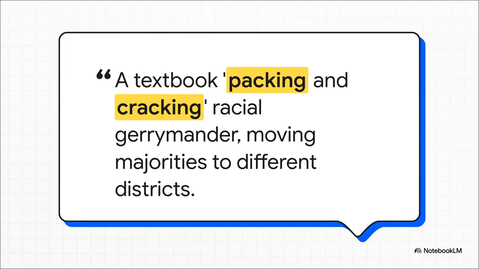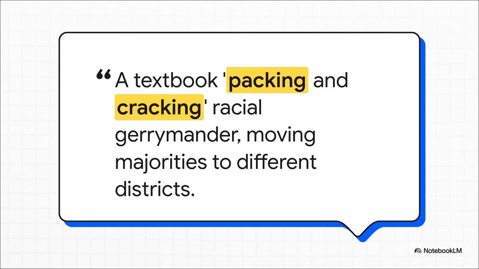The author of this analysis, Eduardo Pedregon Jr., doesn't mince words. He calls it, and I'm quoting here, a textbook packing and cracking racial gerrymander. The argument is that the map drawers cracked that supermajority in CD29, and then they packed just enough of those voters into CD9 to create a new but much weaker majority.